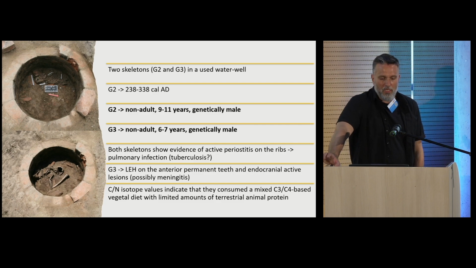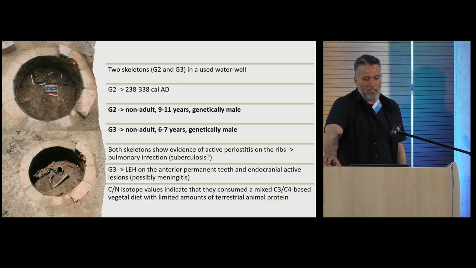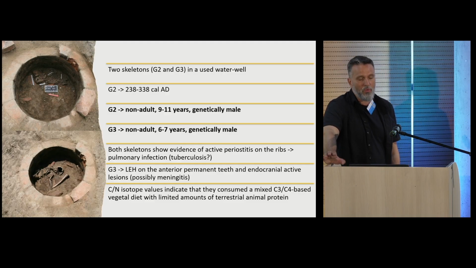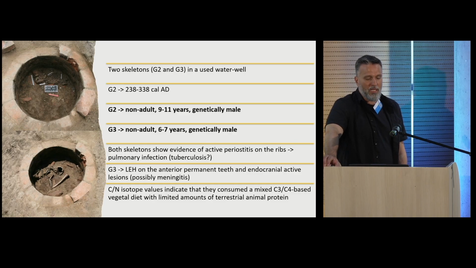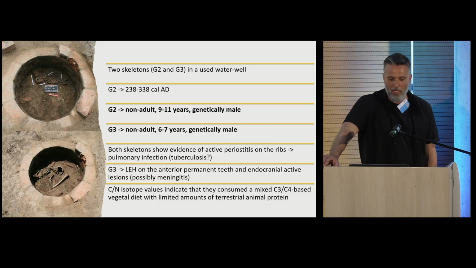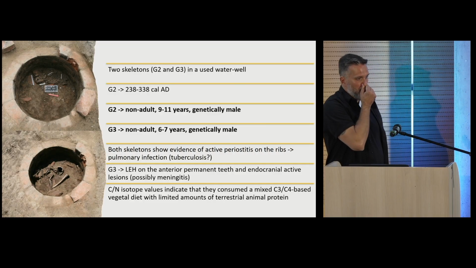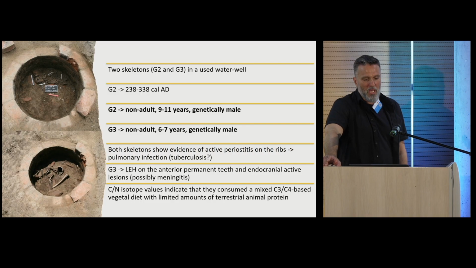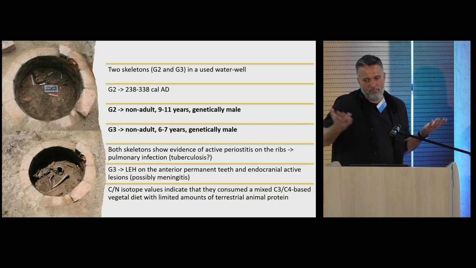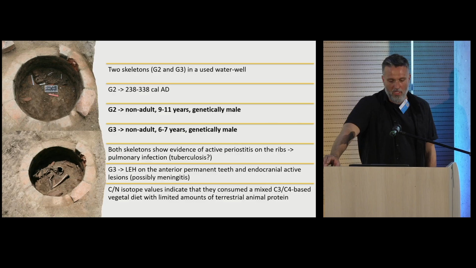The first individual, grave 2, is a young non-adult, 9 to 11 years old, genetically a young boy. And grave 3 is also a non-adult, slightly younger, 6 to 7 years of age, also genetically male. What's very interesting is that both of the skeletons show evidence of active periostitis on the ribs. Some kind of pulmonary infection, TB, so we are not sure yet what we are talking about.